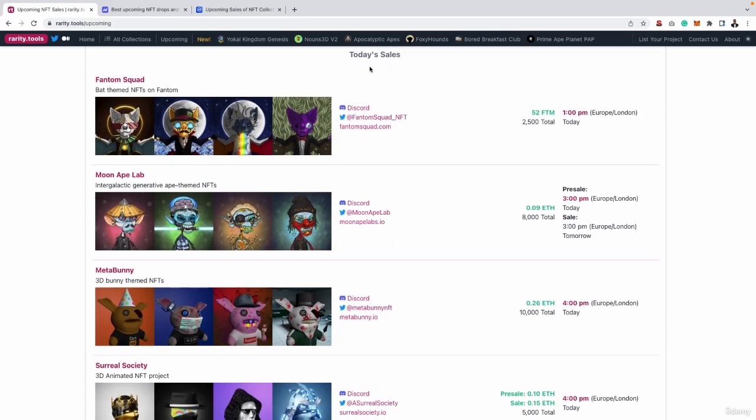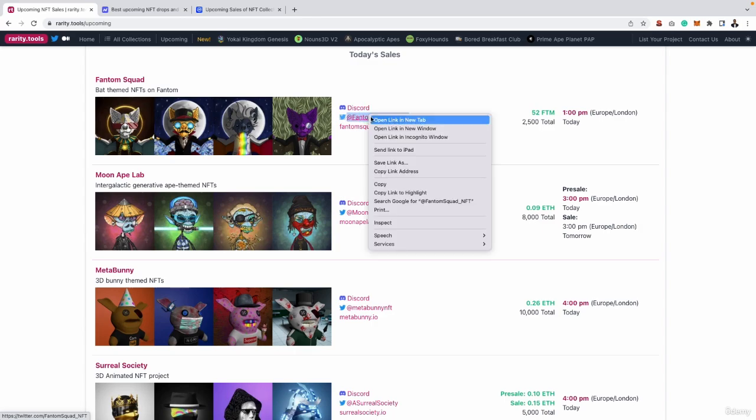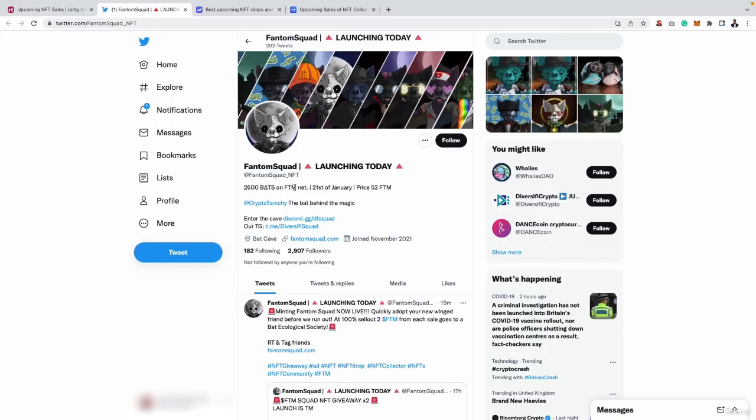You can see we've got some launching today. We've got Phantom Squad. We get an image of what the NFTs actually look like. We have a link to the Discord, so we could join it, just check out how actually active the Discord is. Are people excited for the drop? We have links to the Twitter as well, which of course we can open and just get an idea of how popular the NFT is actually going to be.